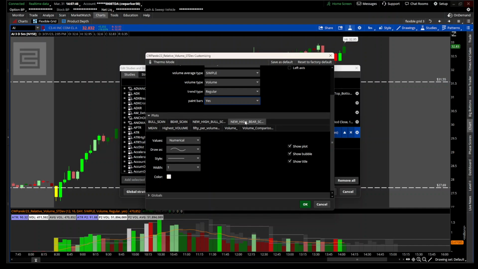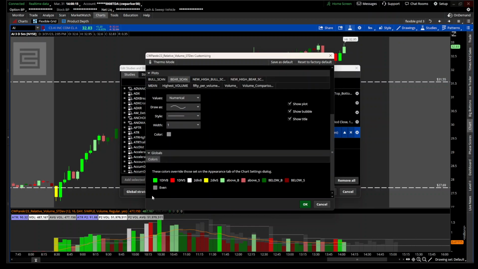If volume is making a new high and it's a bullish candle, you can scan for that. Volume making a new high on a bearish candle, you can scan for that. Same situation with the bull scan: volume is above two deviations and it's positive, and the bear scan is volume above two deviations and it's a bearish candle. You can change all those different colors that you're seeing up there as well, and you get the explanation for each one right there.